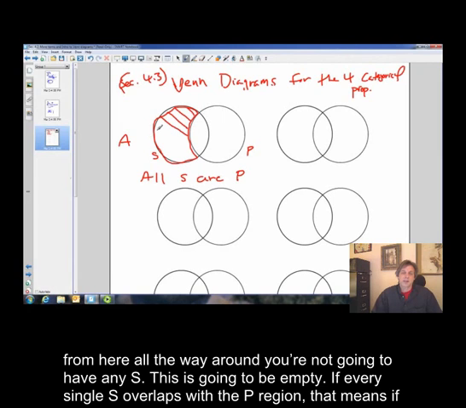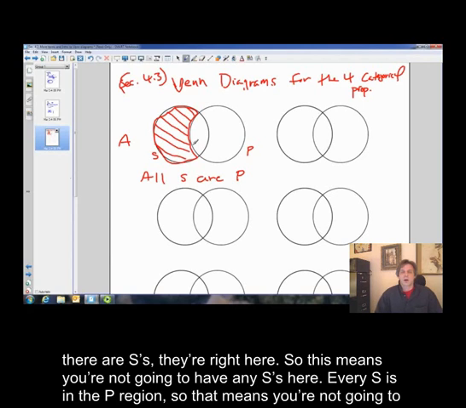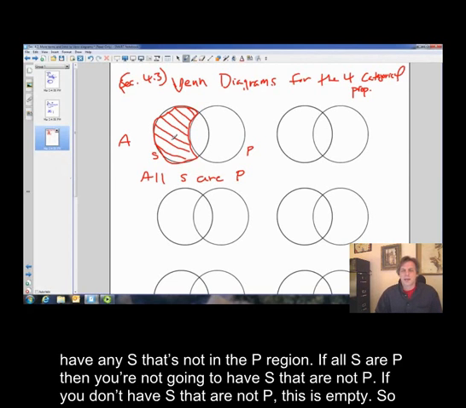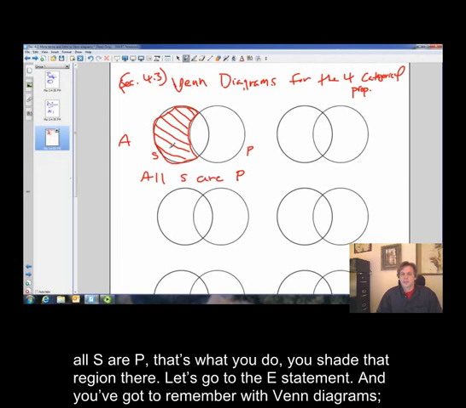If every single S overlaps with the P region, that means if there are S's, they're right here. So this means you're not going to have any S's here. Every S is in the P region. So that means you're not going to have any S that's not in the P region. If all S are P, then you're not going to have S that are not P. If you don't have S that are not P, this is empty. Okay? So all S are P, that's what you do. You shade that region there.